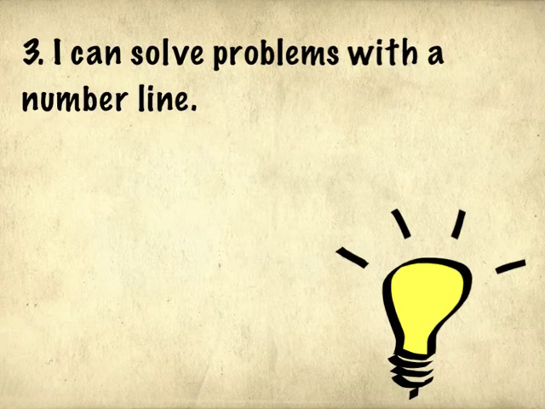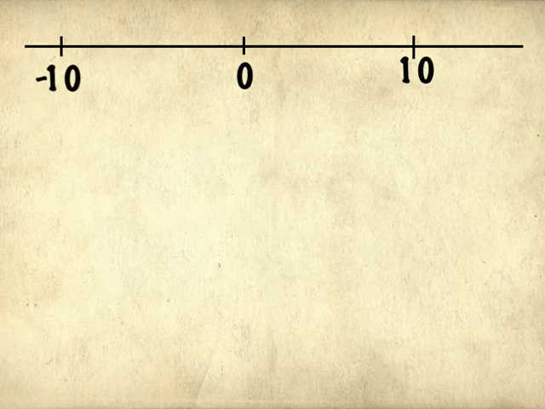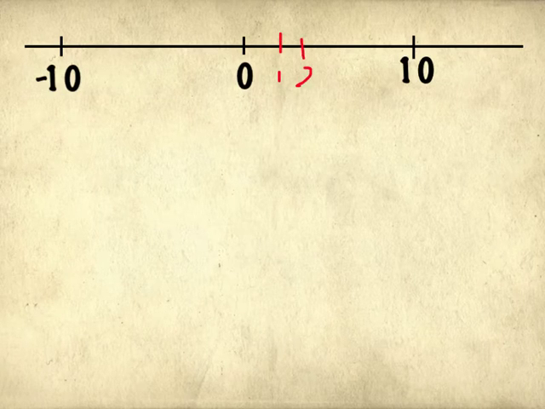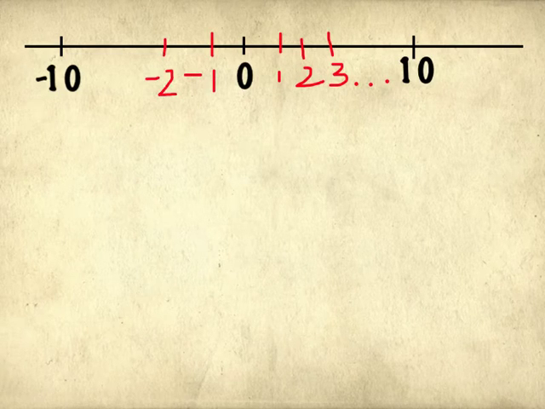And pretty easy objective for our third one. We're going to solve problems with a number line. When you have a number line, you just need to remember that your negative numbers are on the left of 0 and your positive numbers are on the right of 0. And they're going to go away from 0 in either direction. So this would be 1, this would be 2, this would be 3, and so on. And this way I would have -1, -2, -3, and so on. So they start at 0, and they just kind of branch out in either direction.